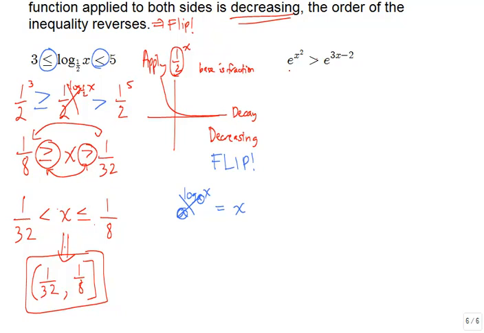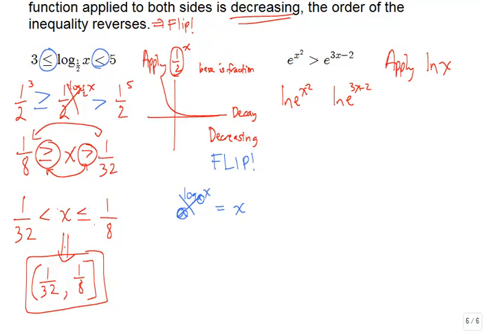So here we have e to the x squared greater than e to the 3x minus 2. So if we want to undo this exponential function, which has a base of e, then we'd want to use an ln on both sides. We'd want to apply the ln function to both sides. And I'm using ln because it has a base of e. So we're applying the ln to both the left and the right side.